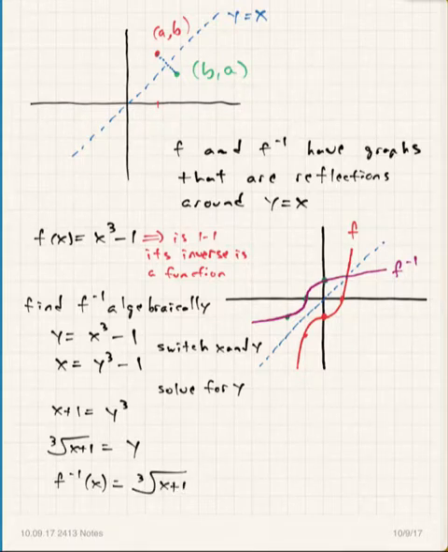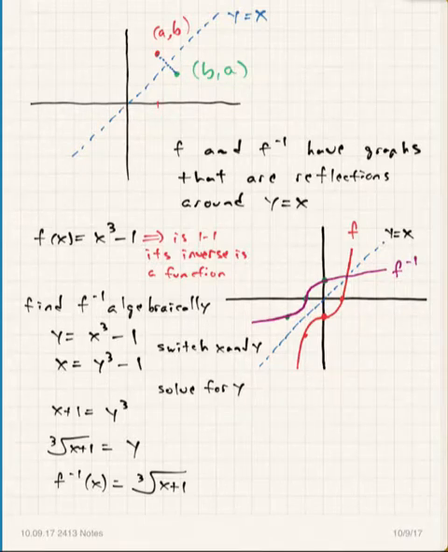So a lot going on here. You need to know that a function and its inverse have graphs that are reflections around the line y equals x. And you also need to know how to find an inverse by interchanging the x and y values and then solving for y. Notice that both graphs do pass the horizontal line test, so that they are both 1-to-1 functions, and so that means their inverses are going to be functions.